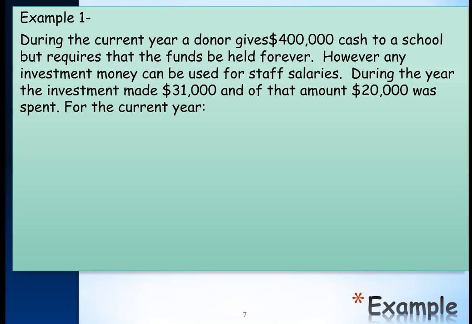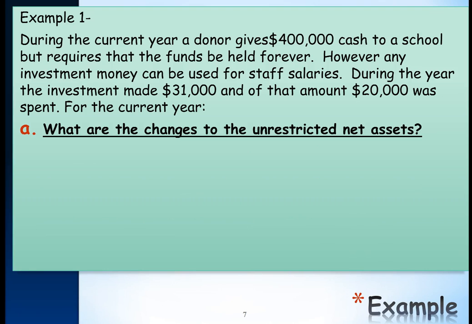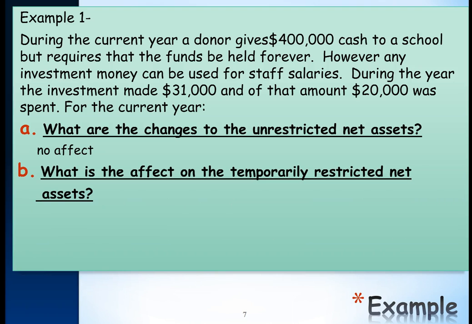So here is our example. During the current year, a donor gives $400,000 cash to a school, but requires that the funds be held forever. However, any investment money can be used for staff salaries. During the year, the investment made $31,000, and of that amount, $20,000 would be spent. So for the current year, what are the changes to the unrestricted net assets? There would be no effect because we didn't have any. Okay, what is the effect on the temporarily restricted net assets? Well, these would have changed because we earned $31,000. That is temporarily restricted, but we spent it on $20,000 in scholarships, so we have a balance of $11,000.